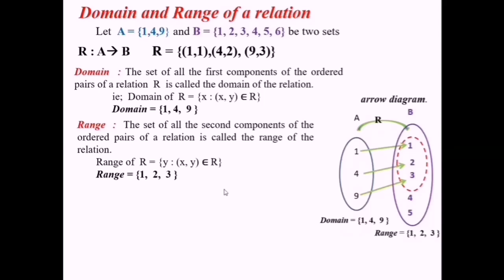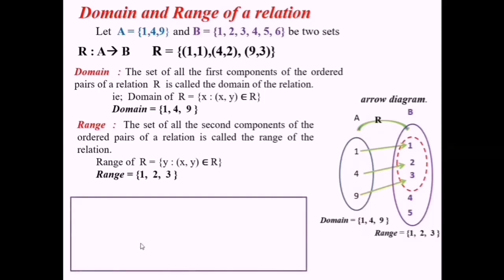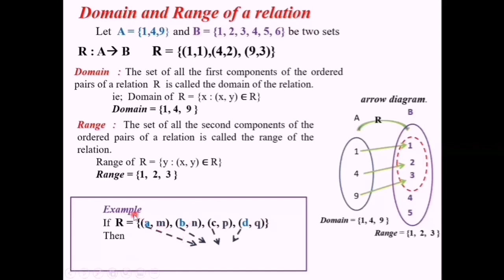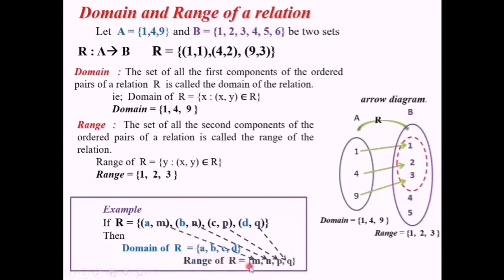Let's take one more example. Here, the relation is given in ordered pair list form: (a, m), (b, n), (c, p), and (d, q). When we collect all the first components from each ordered pair, it will form a new set which we call the domain. That is, the domain of R is the set of all the first components, and when we collect all the second components, it will form a new set, the range. So the range has elements, all the second components from R.